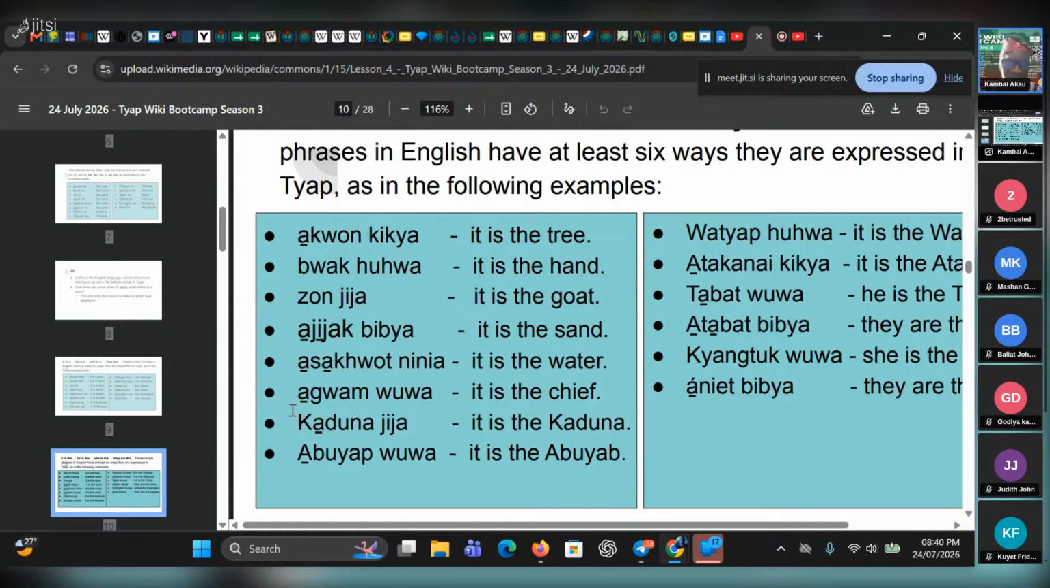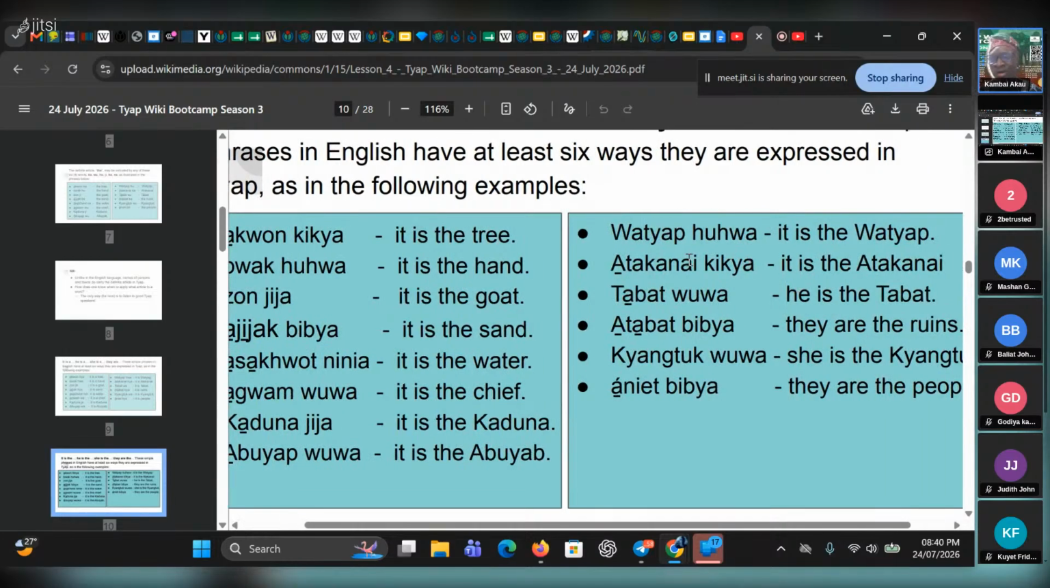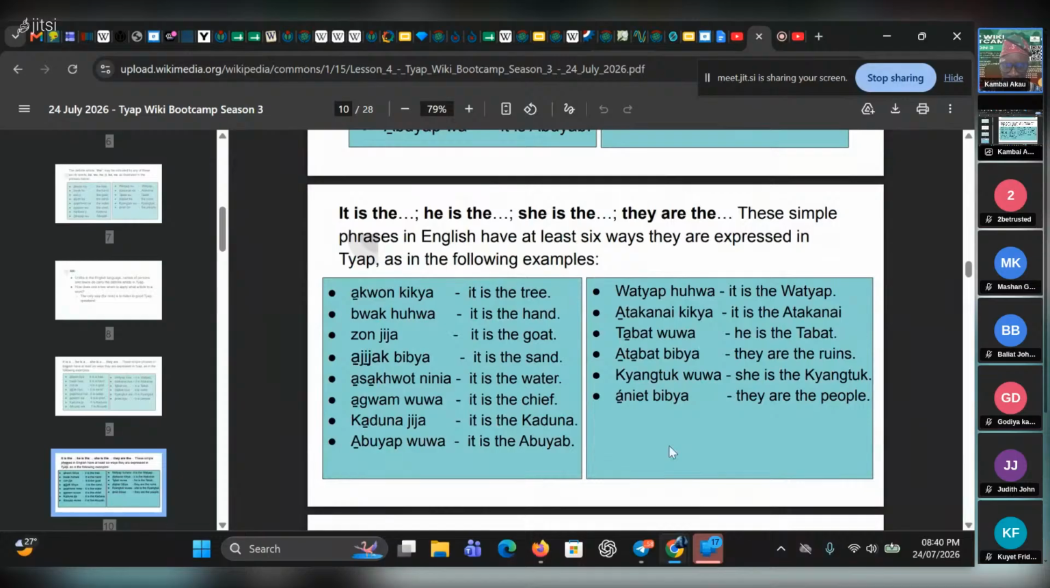You continue like that, Ogwanwua, Kaduna Jija, Abuyawua, Watiahua, and then Atakana Kikia, and then Tabadua, and then Tabad Bibia, and then Kiantugua, and Anyet Bibia.